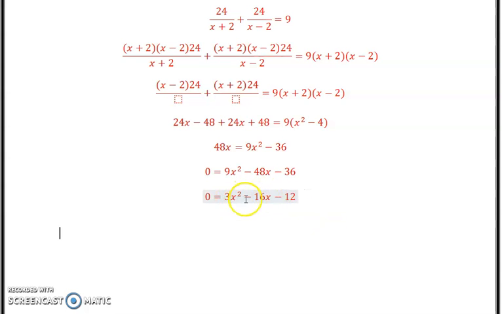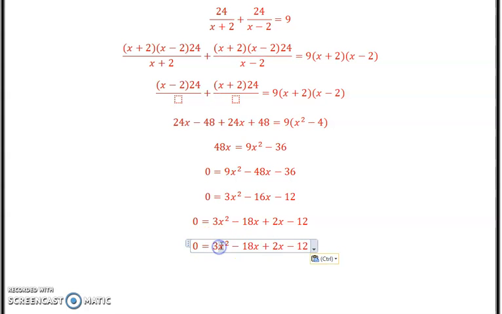So now we're looking for two numbers multiplied together to give us 36, added together to give us negative 16. And those numbers would be negative 18 and 2. So using decomposition that we learned in grade 10, this negative 16x becomes negative 18x plus 2x. So now we're going to do our decomposition factoring, right?